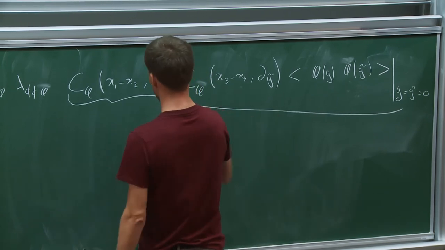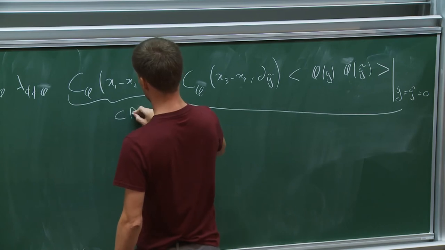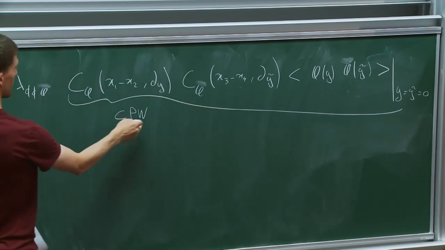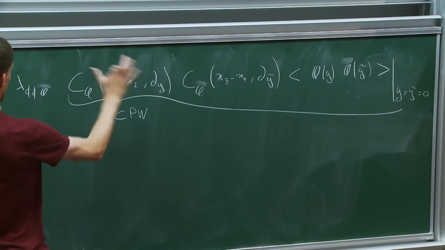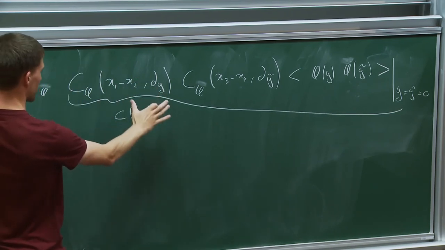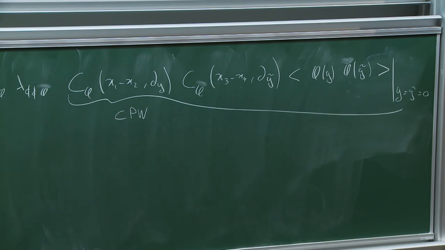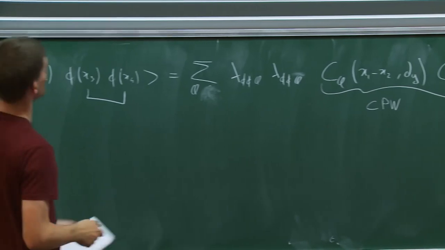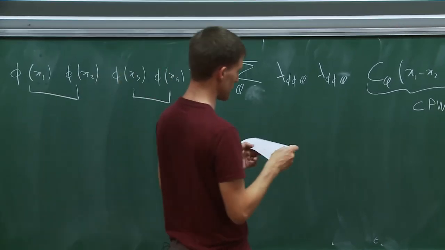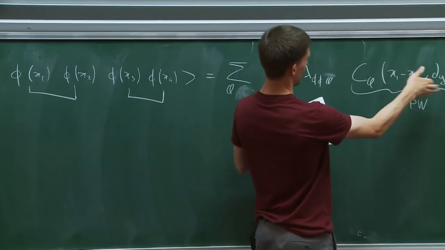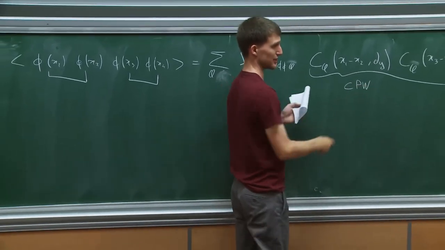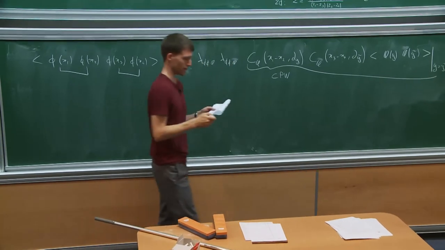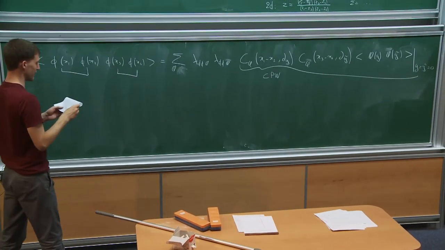And this entire object goes under the name of a conformal partial wave. And again, it's a kinematical object. It can be computed just using symmetry properties of the conformal group we're considering. And if you pull out some useful factors, it becomes the standard conformal block. So essentially, for my purpose in this talk, conformal partial wave and conformal block are essentially the same thing.